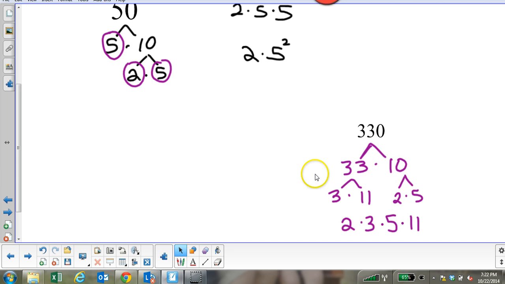Go closer to the middle. 33 times 10 seemed easy to me. And you see in just 2 steps we get down to all primes. 2 times 3 times 5 times 11 would be the prime factorization of 330.